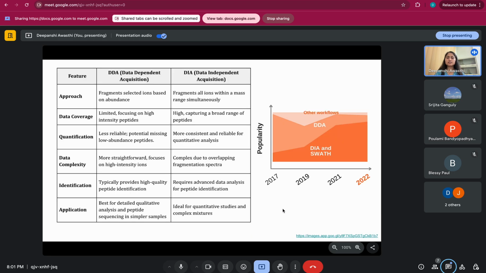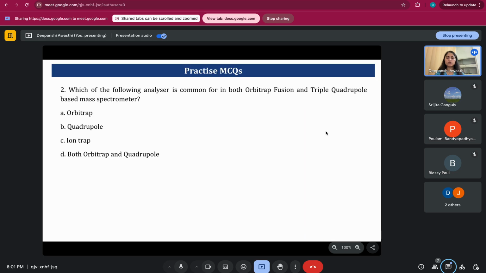Okay, so this is one of the differences between them, and in this case it is also showing the popularity. By the means we already had DDA, so by the time it is always popular, but DIA and SWATH have also gained popularity from 2017 to 2022. So these are also popular, whereas DDA is the most popular among all the analyses which are done. So you can go through them.